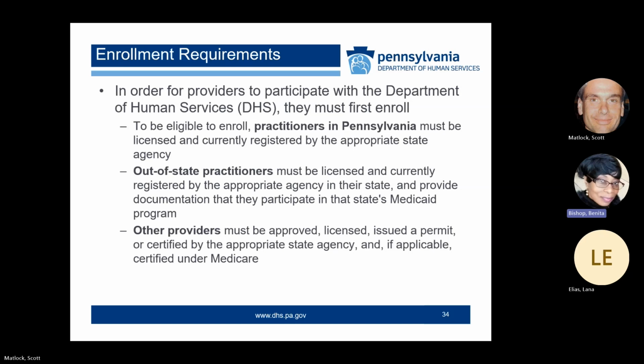Now we will discuss enrollment requirements. In order for providers to participate with the Department of Human Services, DHS, they must first enroll. To be eligible to enroll, practitioners in Pennsylvania must be licensed and currently registered by the appropriate state agency. Out-of-state practitioners must be licensed and currently registered by the appropriate agency in their state and provide documentation of their participation in that state's Medicaid program.